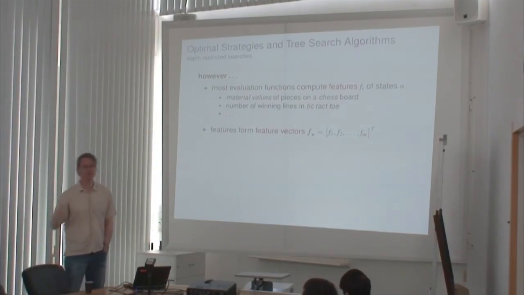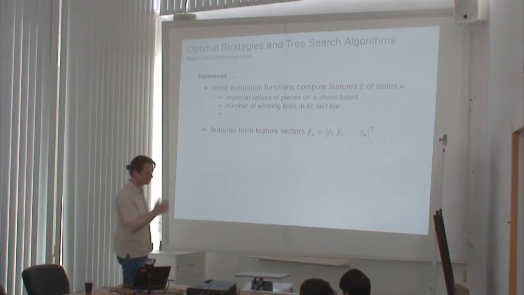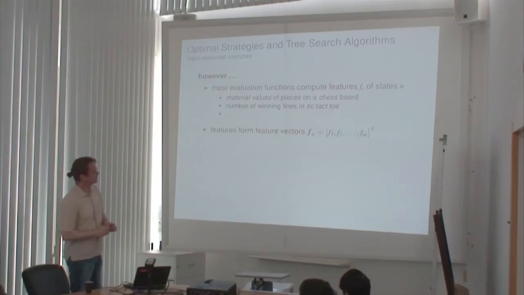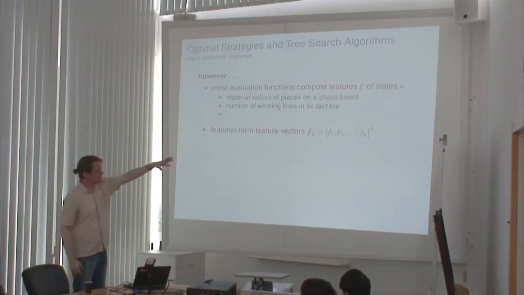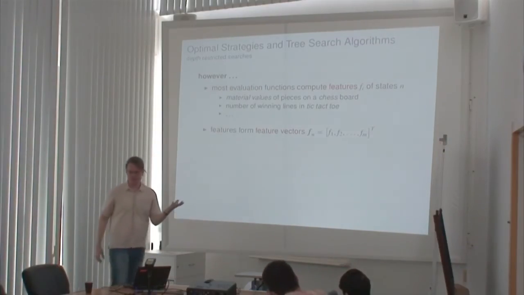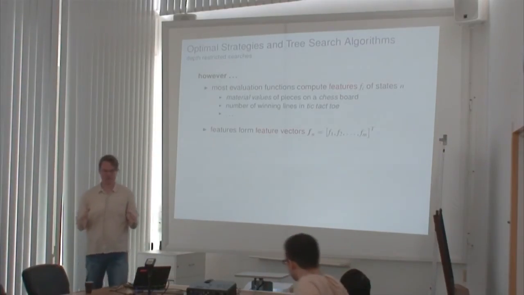Maybe one is sufficient. Typically, it's not. We need to compute abstract characterizations of these game states. And let's say we compute M of them. M is unfortunate. It has nothing to do with the depth of the tree. I should have used another variable here. We compute a couple of features for every state. We can collect them in a feature vector.